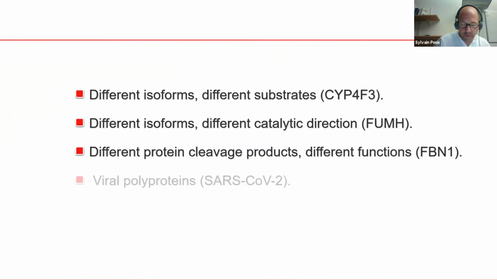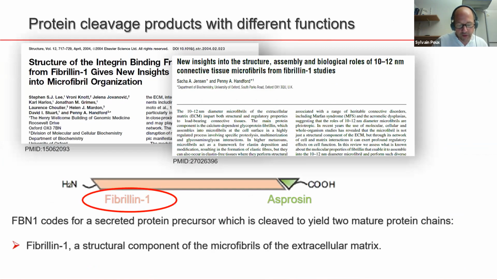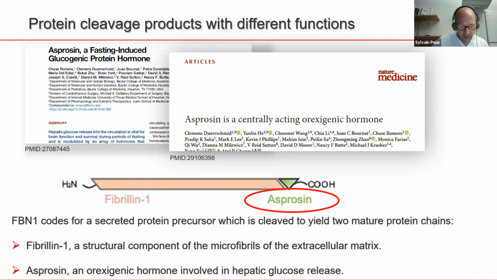Protein cleavage products from the same gene can have completely different functions, as shown by the human FBN1 gene, which codes for a secreted protein precursor that is cleaved to yield two mature protein chains: fibrillin-1, a structural component of the microfibrils of the extracellular matrix, and asprosin, an orexigenic hormone involved in hepatic glucose release, which is an attractive therapeutic target for type 2 diabetes and metabolic syndrome.